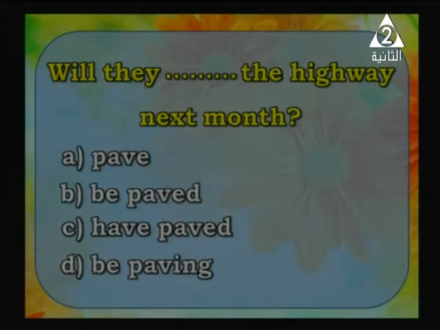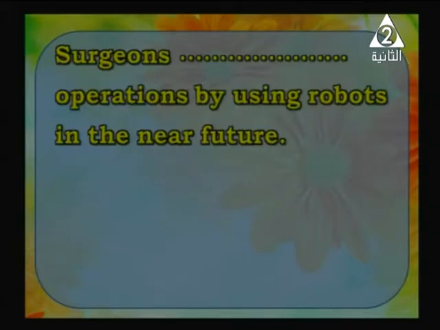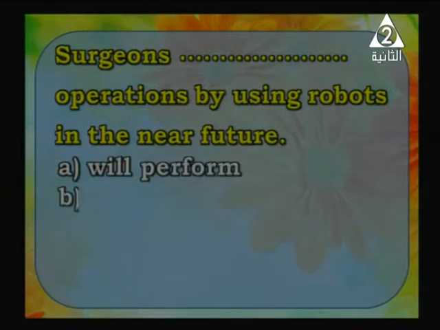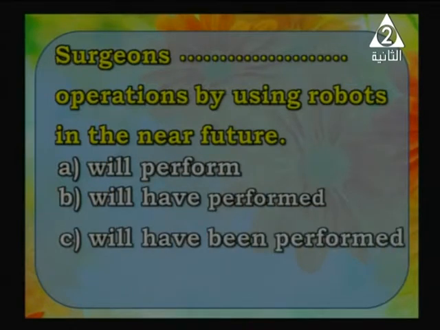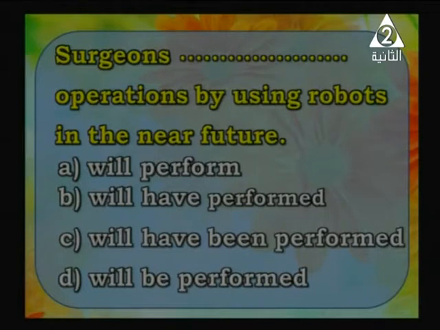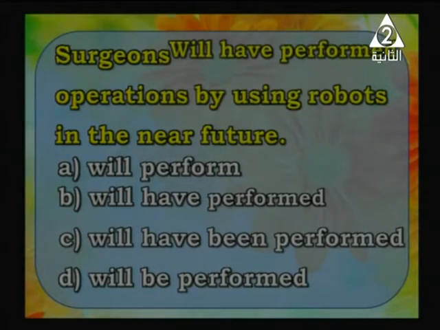Pave, be paved, have paved, be paving. Pave means to lay a road surface. Will they pave the highway next month? Surgeons will perform operations by using robots in the near future. Surgeons will perform, will have performed, will have been performed, or will be performed. Surgeons will have performed: subject at the beginning and then the future perfect, by using robots in the near future.